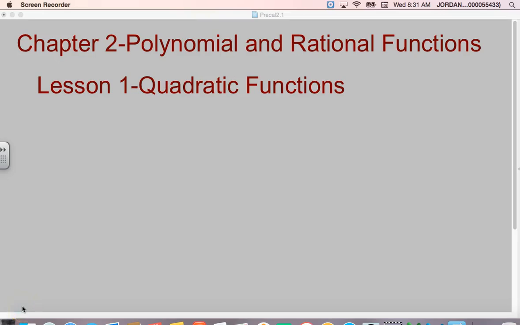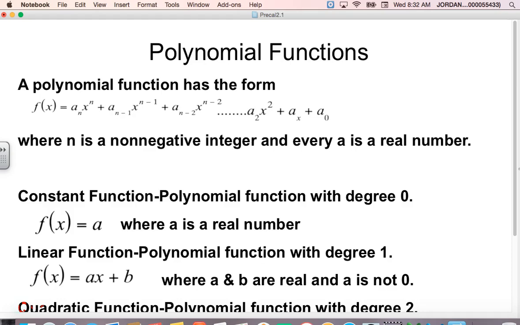Alright, guys, today we're going to be talking about polynomial and rational functions. It's the first lesson in chapter 2, and the first lesson is going to be on quadratic functions. Now, first, let's talk about polynomial functions in general, what a polynomial function is.